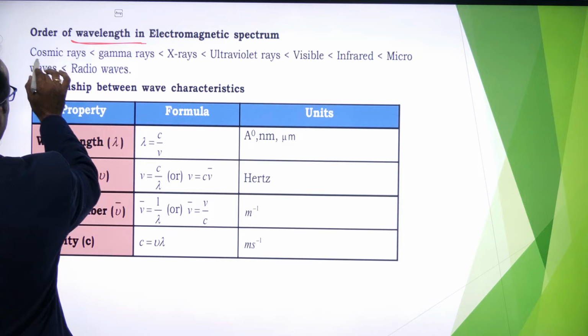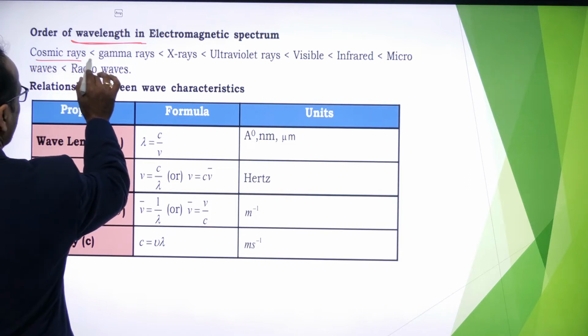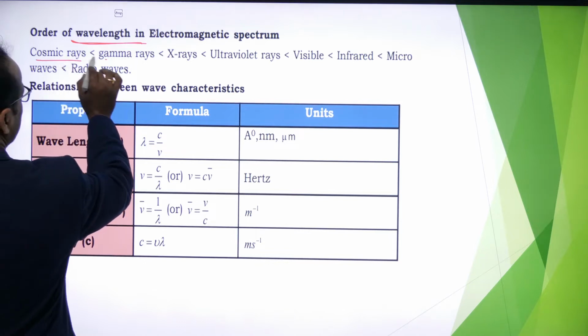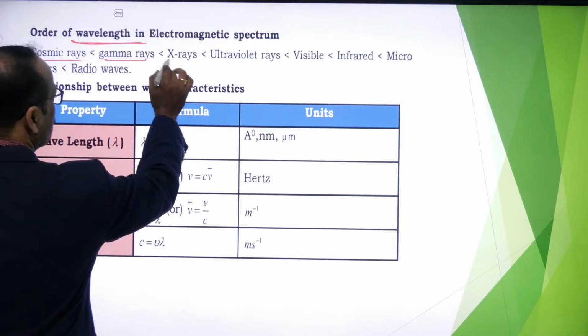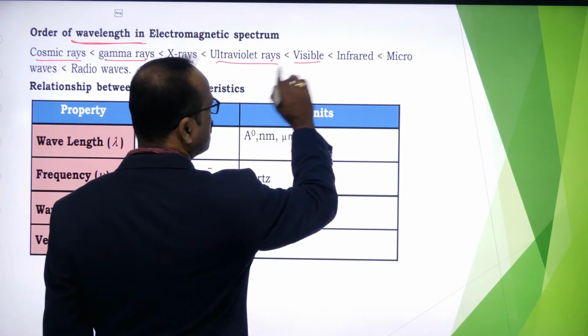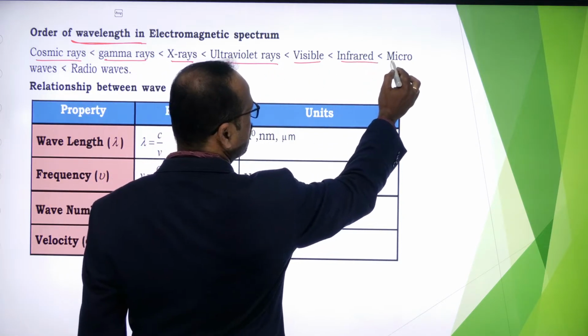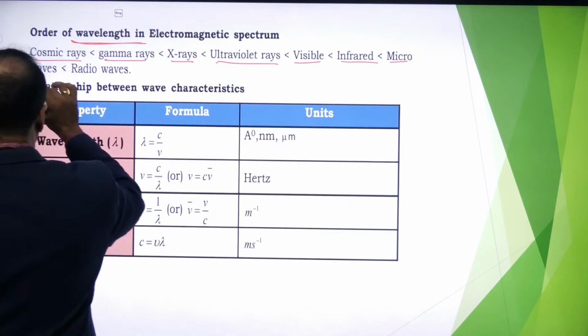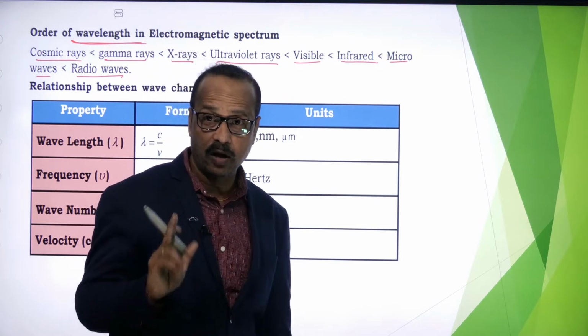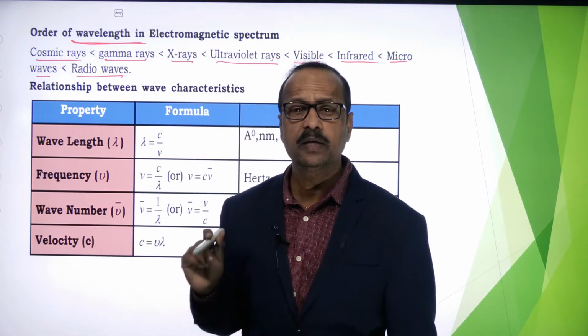The wavelength of cosmic rays is very small. Cosmic rays are less than gamma rays, gamma rays are less than X-rays, X-rays are less than ultraviolet, ultraviolet is less than visible, visible is less than infrared, and infrared is less than microwaves and radio waves. This is the order, students. You have to remember this order.